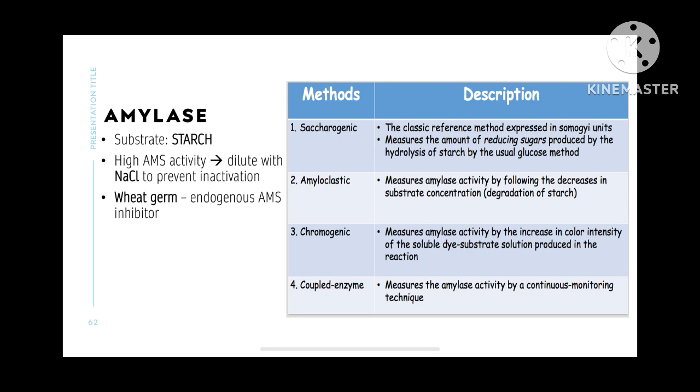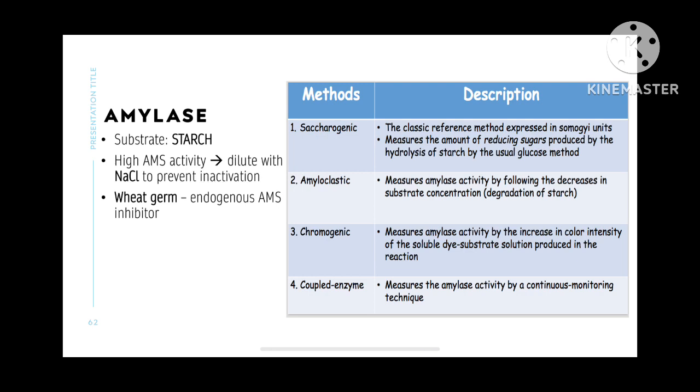The saccharogenic method is the classic reference method for determining amylase activity and is reported in Somogyi units. Somogyi units are an expression of the number of milligrams of glucose released in 30 minutes at 37 degrees Celsius under specific assay conditions.